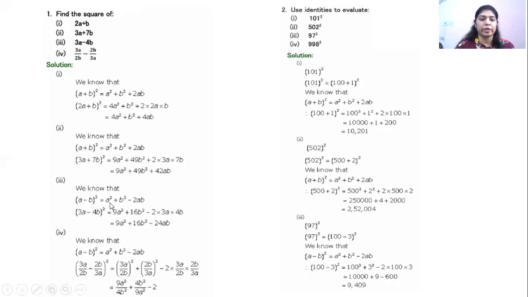So the formula for this one is a square plus b square minus 2ab. Apply the values, put the values of a and b. a is equal to 3a, b is equal to 4b, and we'll get this as the solution.